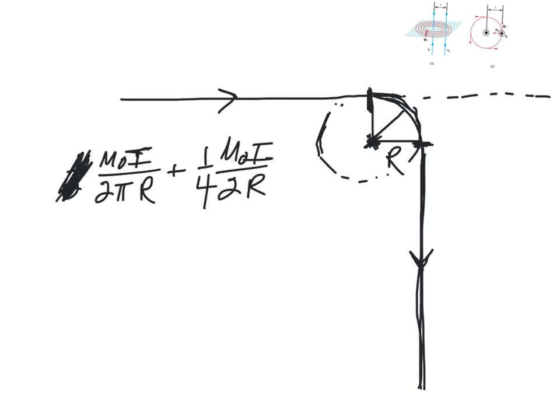So we have to add those 2 parts. I'm going to leave you to do that algebra, and also then use the numbers, because the current is given as 7 amps and the radius is given as 12.4 millimeters. Remember, that's millimeters, 10 to the minus 3 meters.